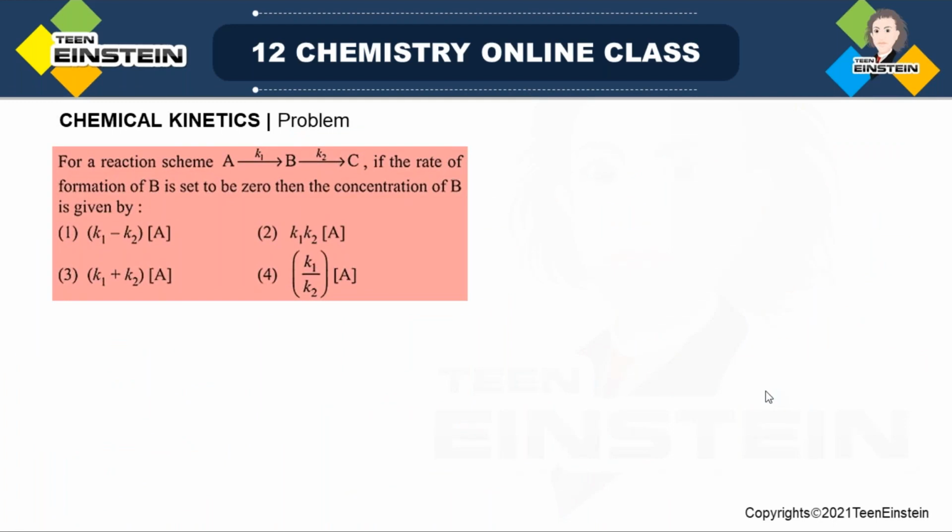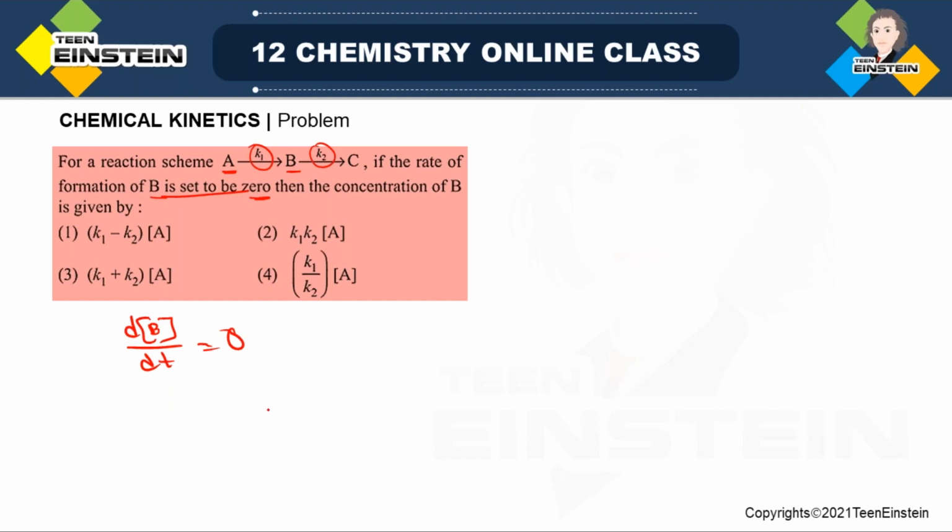Now we have a related problem, which is based on consecutive reactions. Here we have starting material A, which is converted to B. B is basically the intermediate, with first step rate constant K1, and in the second step K2, B is converted to C. If the rate of formation of B is said to be 0, it is another way of saying that we are considering steady state for B. So we can say that the rate of formation of B, that is dB dt, is considered as 0. That is the meaning of this line.